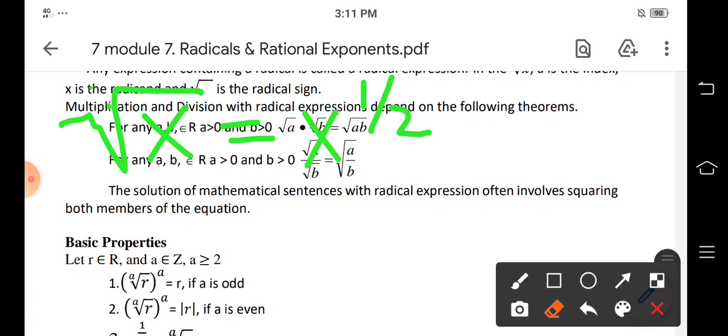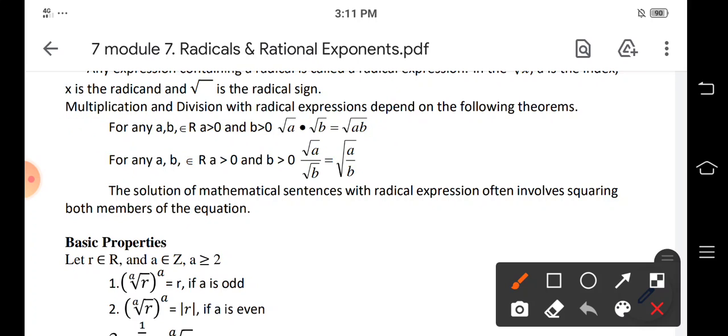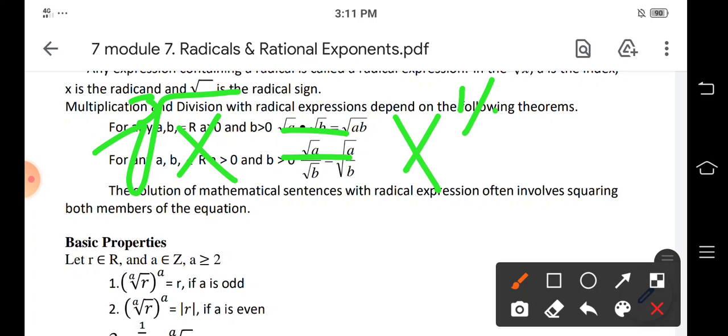Then if we have cube root of, let's say cube root of x, this is the same as x to the power of 1/3.